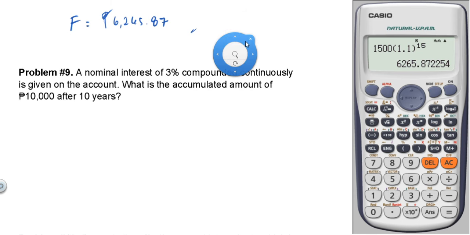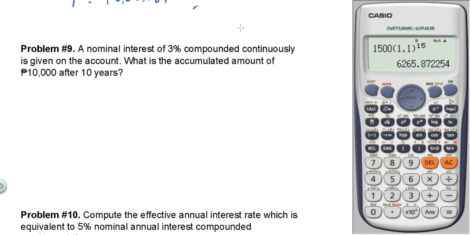Let's try this one. A nominal interest of 3% compounded continuously is given on the account. What is the accumulated amount of 10,000 after 10 years? Okay? Compounded continuously. So ito na yung ating rate, ano? So 3%. So formula based lang din ito. Paano mo i-solve yung F dito, 'di ba?